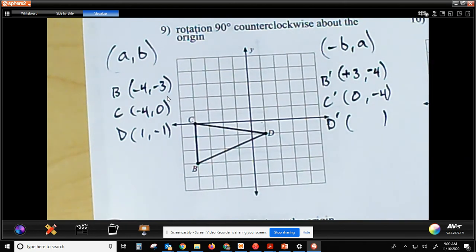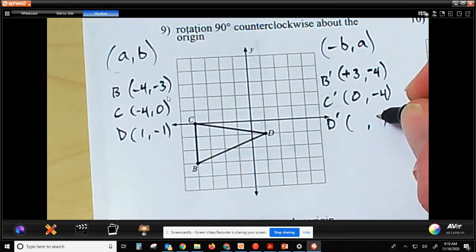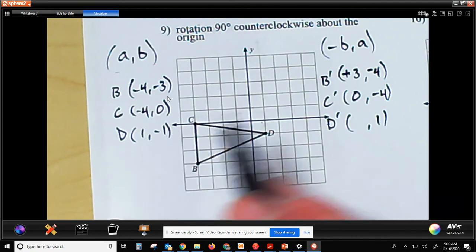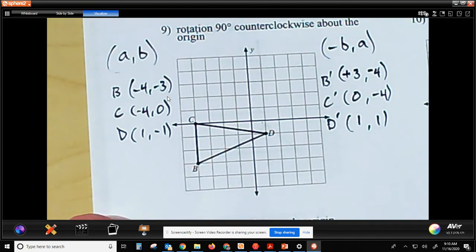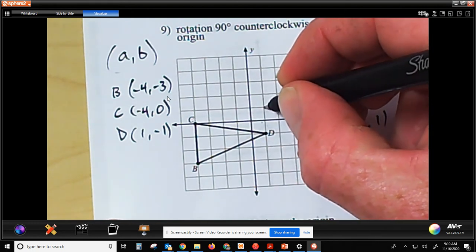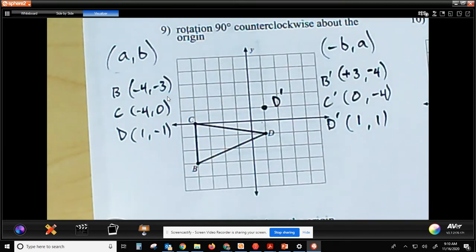These always make me think. Okay, my A goes to the Y position. My B changes sign. So that's a positive 1. Let's see if it worked. Over 1, up 1. Working from the bottom up. That's D prime.